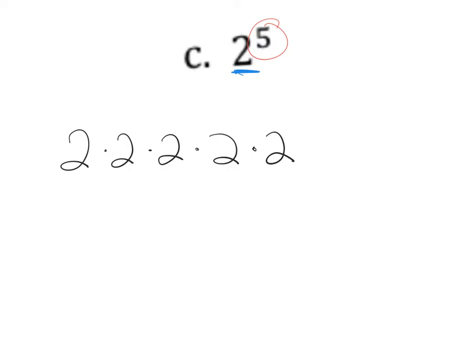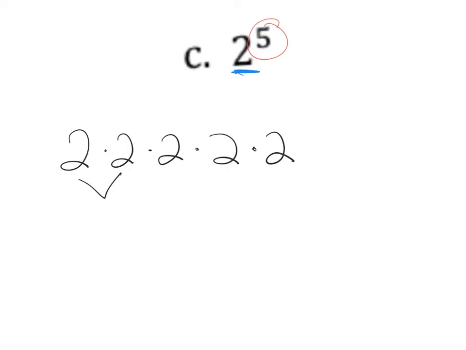Okay, part C is 2 to the 5th power. So this means I am multiplying 2 5 times. So I have 2 times 2 times 2 times 2 times 2, and if you write this out on the exponent problems, you won't miss them.